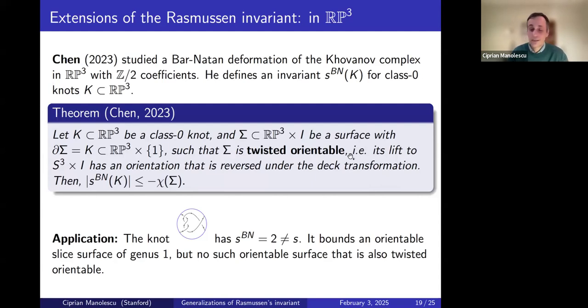There are orientable surfaces that are twisted orientable, and there are twisted orientable ones that are not. Any of the four possibilities can happen. They're independent concepts. Here's a concrete application. Here's a knot in RP3 that bounds an orientable slice surface of genus 1, but it doesn't bound a twisted orientable surface of that genus. So we can say something also about this kind of surface.